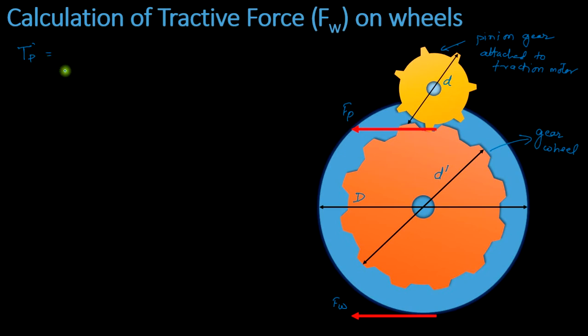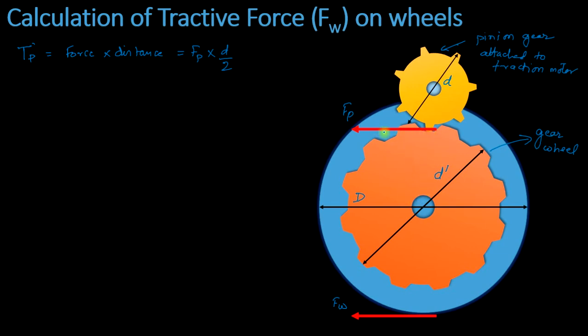Let me say Tp is the torque produced on the pinion wheel, which will be equal to force into distance, where the force on the pinion wheel is Fp, which we have already mentioned, and the distance would be half of the diameter of the pinion wheel, so it will be d by 2. So the torque produced on the pinion wheel will be equal to Fp times d by 2.